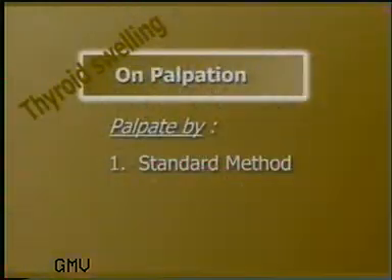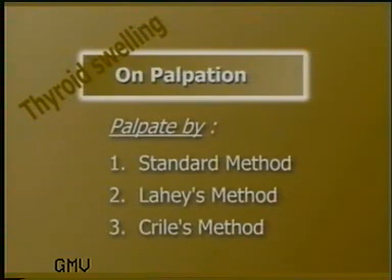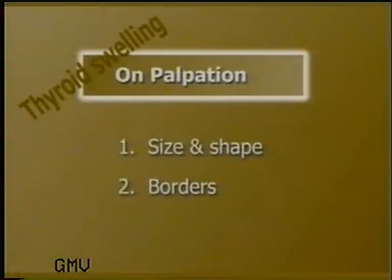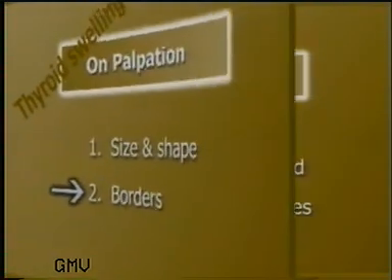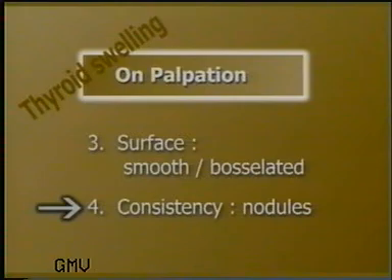To revise, we palpate by the standard method, Lahey's method and Kocher's method. Note on palpation the exact size and shape of the swelling and identify its borders. In particular, palpate the tracheal rings in the suprasternal notch to identify a retrosternal extension if any. Then note the surface and the consistency of the swelling and palpate carefully by Lahey's method and Kocher's method for small nodules within the gland.